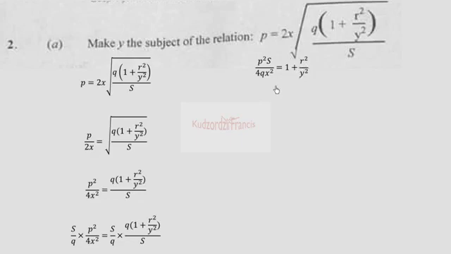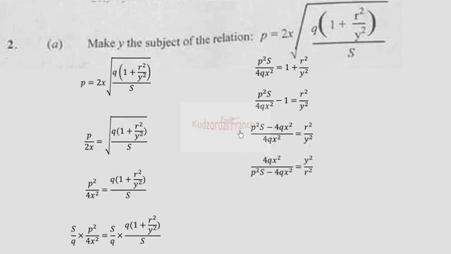Let's subtract 1 from both sides. So we are getting something here. Let us simplify the left hand side. 1 is the same as 4qx squared over 4qx squared. We just subtract the numerators to get p squared s minus 4qx squared over 4qx squared. Now let's somersault both sides of the equation. Let's flip both sides of the equation. That means we are reciprocating both sides to get this.